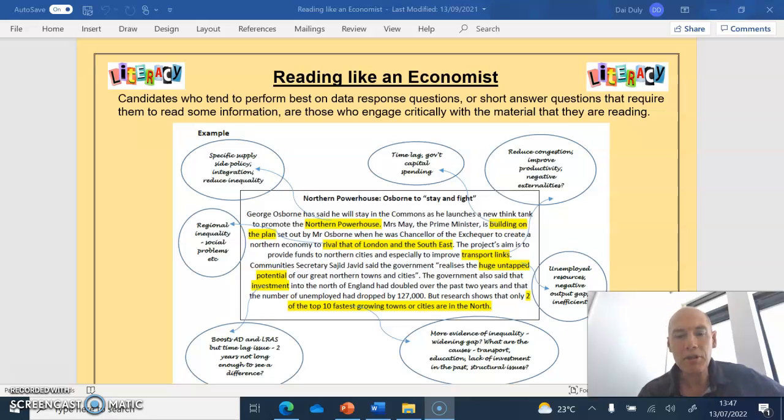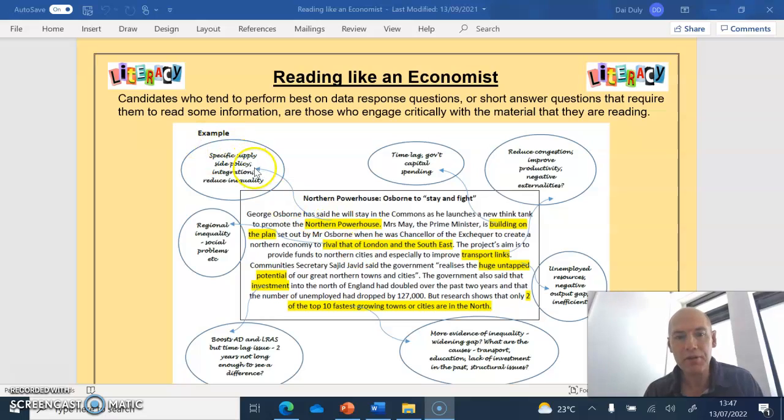So what we have them doing is that whenever they get an extended extract, such as the one that you can see in the middle, what we don't ask them to do is just highlight, but we ask them to change the information. So in this particular example, it's about when George Osborne was introducing the Northern Powerhouse to match the economy in the Southeast.